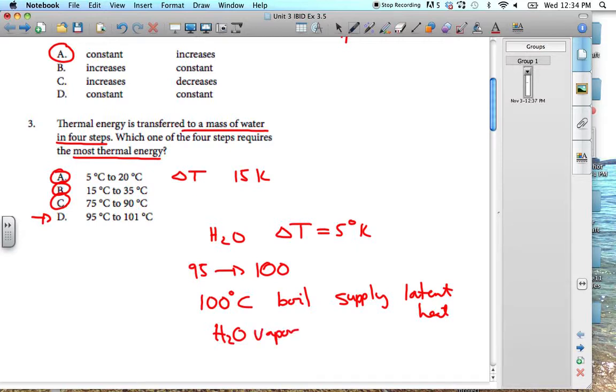And then further, the H2O vapor will go from 100 to 101. It will be a change in temperature of 1 degree Celsius. So it's quite complicated. So in actual fact, this is more likely going to be the one where most thermal energy is transferred. Okay, good.